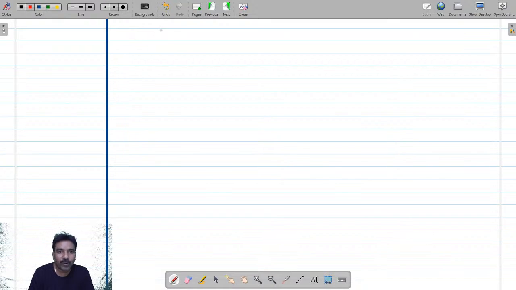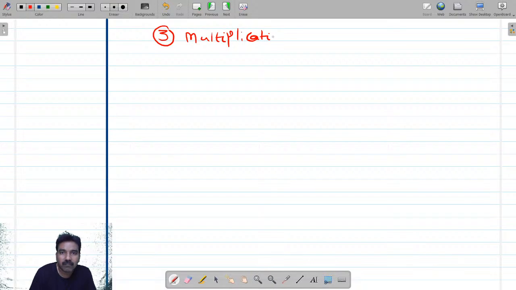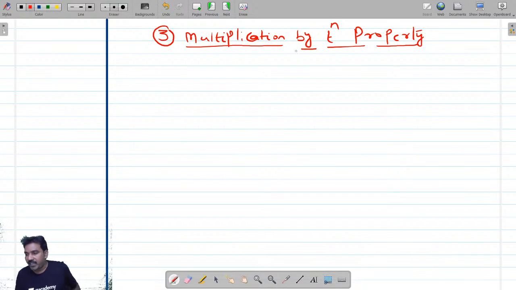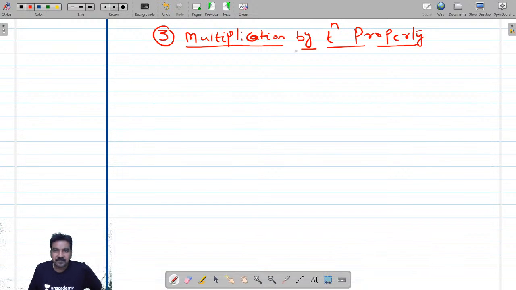Next, I will go for the third property. Very, very important. Multiplication by t power n property. Very, very important. Multiplication by t power n property. Right. Let's see.